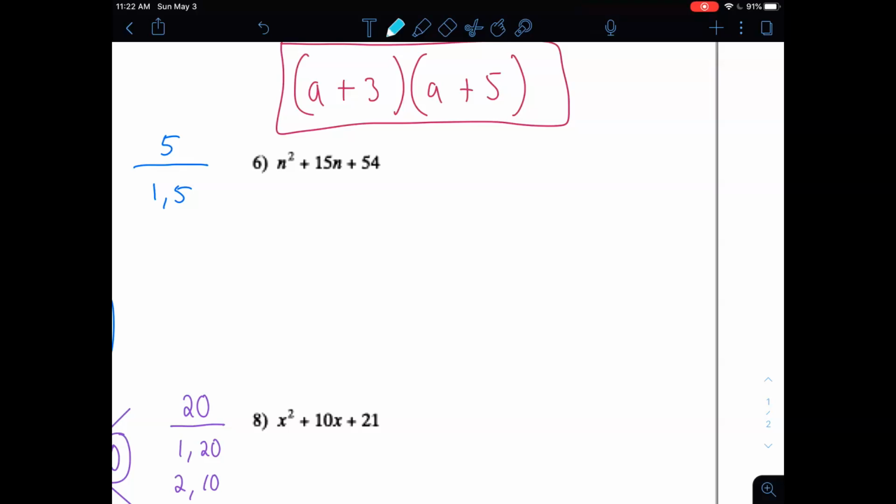So we got n squared plus 15n plus 54. We're going to put 54 on top. We're going to put 15 on the bottom. I'm going to stop putting A, C, and B on the top and bottom. I'm just going to start putting the numbers there. We need numbers that multiply to 54. What multiplies to 54? Well, we got 1 and 54. We got 2 and 27. This is kind of a hard one for me. 54 divided by 3. We got 3 and 18.